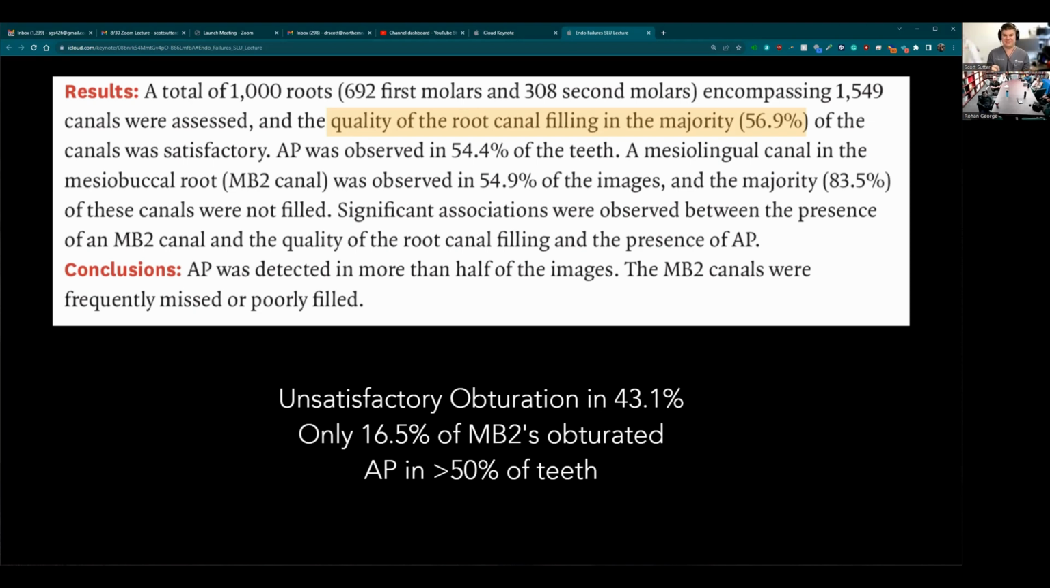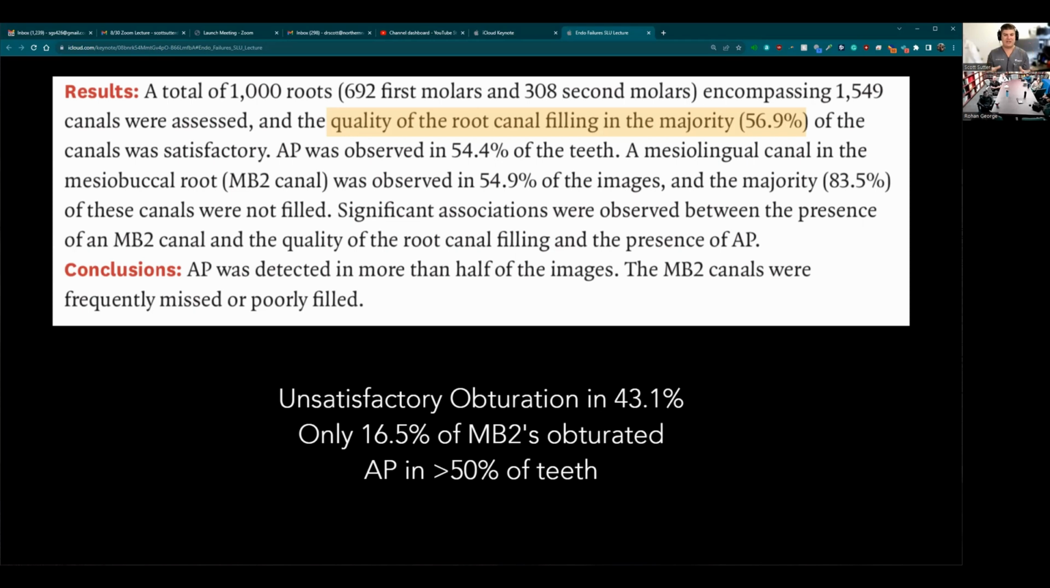And here are the things that I pointed out. An unsatisfactory obturation was in 43% of those cases. Apical periodontitis was in 55% of teeth. There was an MB2 observed in 55% of the images, and 84% of those did not actually have fillings. So what I'm trying to tell you is the bar is so stinking low for our profession.